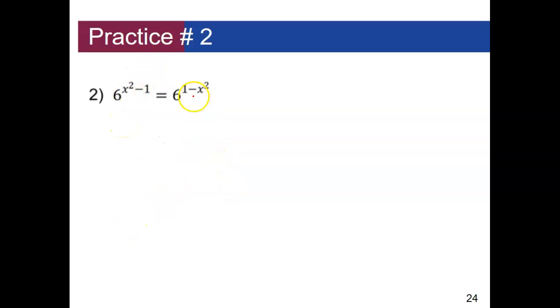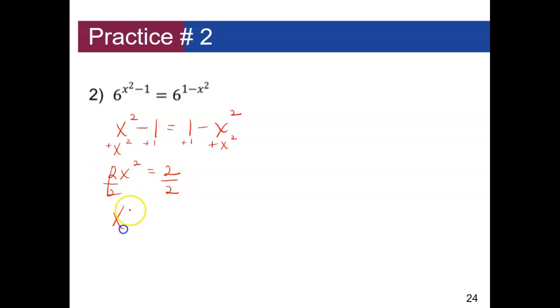Okay, here's another one where we have like bases. So I have x squared minus 1 equals 1 minus x squared. We have a quadratic here, but I'm still going to get my x's together and my constants together. So if I add an x squared to both sides, then I'm going to get 2x squared. If I add 1, I'm going to have 2x squared equals 2. Divide by 2. So x squared is 1. If I take the square root of both sides, then I'm going to have x is plus or minus 1 as my answer there.